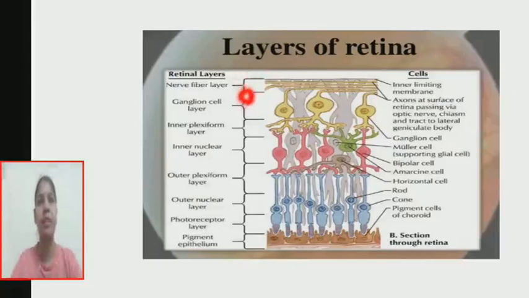This is from internal to outer. The outer layer is the pigment epithelium and photoreceptors. These go toward the inward side, and lastly present is the nerve fiber layer.